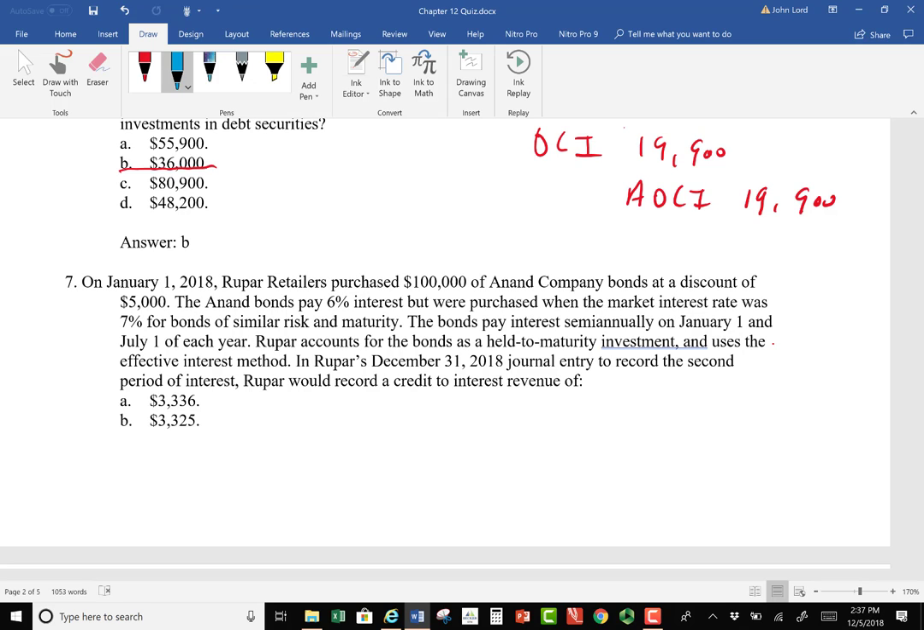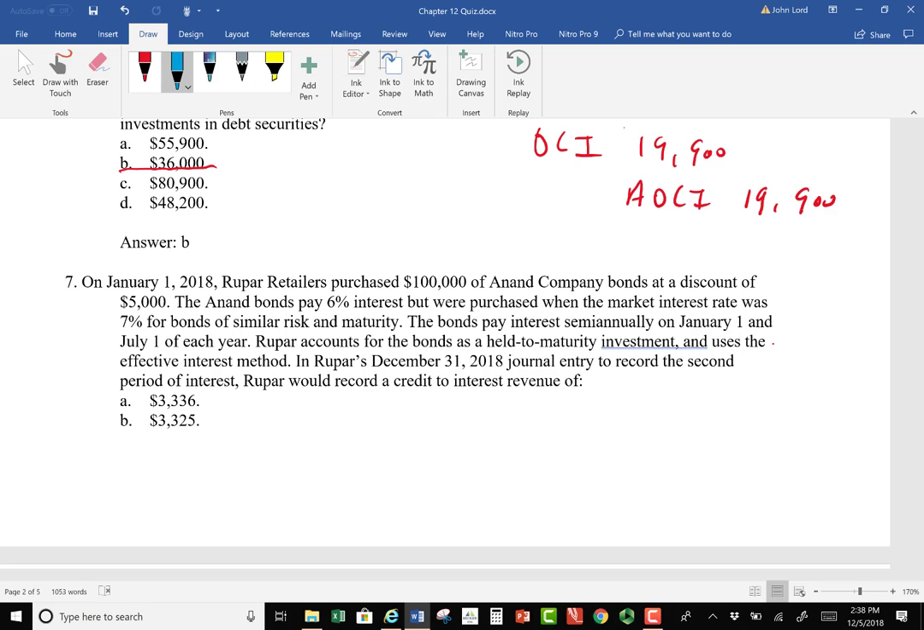Investment that we bought at a discount of 5,000. So we're going to have what? We're going to have investment. What was it? 100,000. And discount is 5,000. So the carrying value of that investment is 95,000, isn't it? Okay. Now I take that 95,000, and if it asks me what is my investment revenue for 2018. Now this is January 1st, 2018, did I get this? And 6% bonds were purchased when the market rate was 7% for bonds of similar risk.